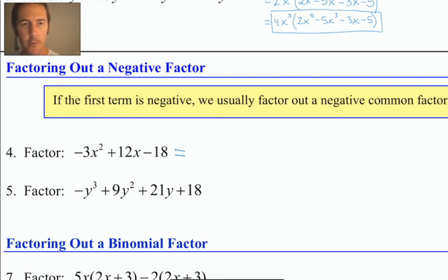Here, I noticed that 3 is divisible by 3, or contains a factor of 3. The number 12 contains a factor of 3. 3 times 4 would make 12. And 18 contains a factor of 3. 3 times 6 makes 18. But you'll notice that the 3, the leading coefficient, is actually negative. It's a negative 3. Very often that's not desirable.